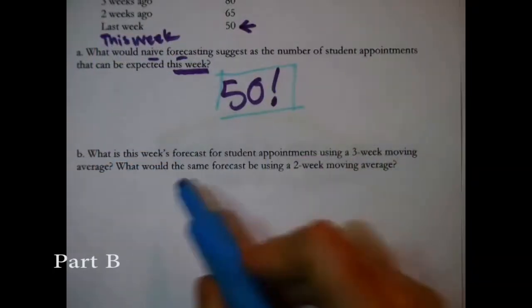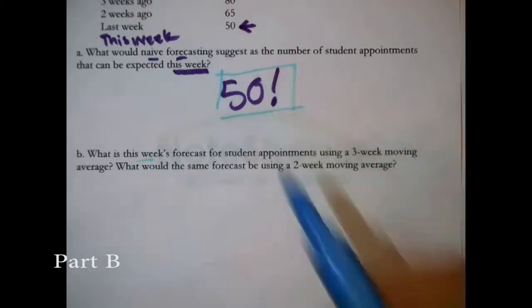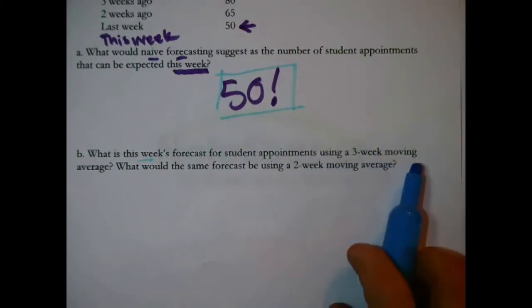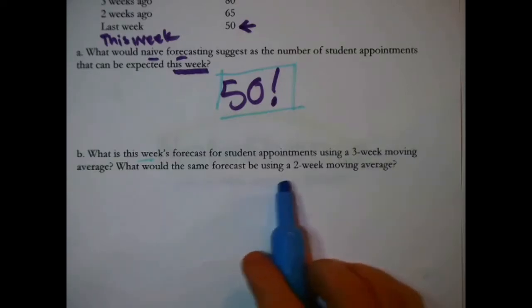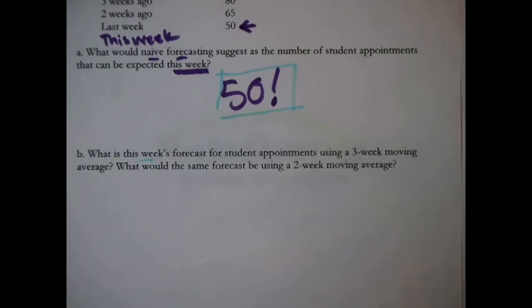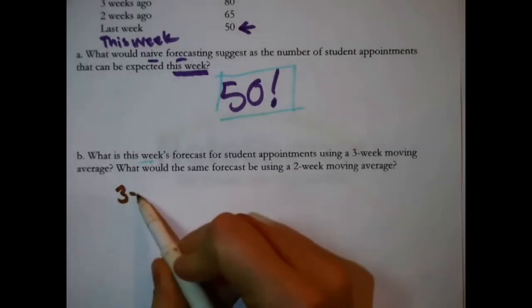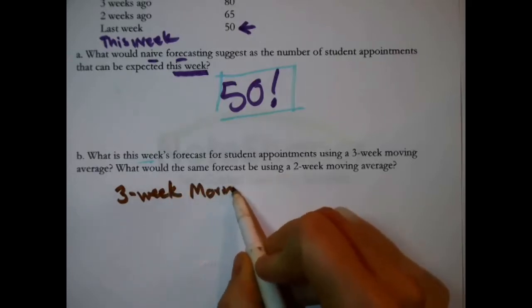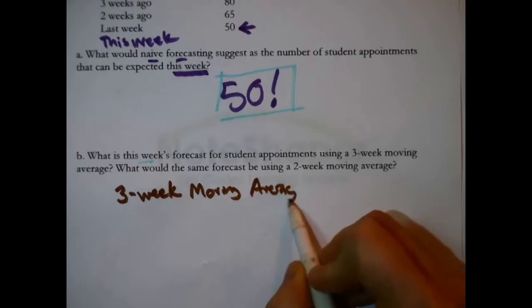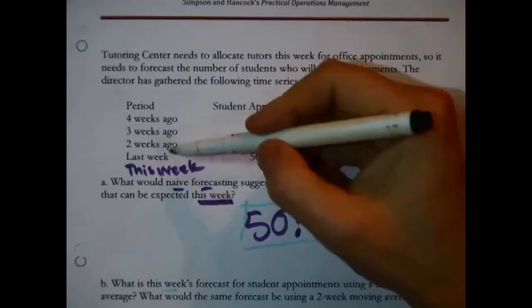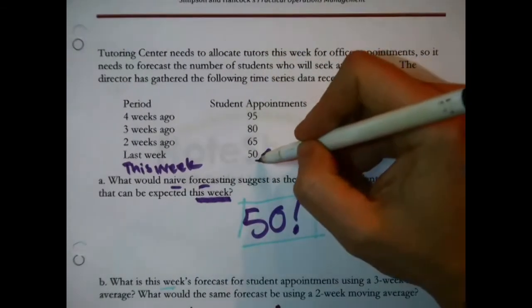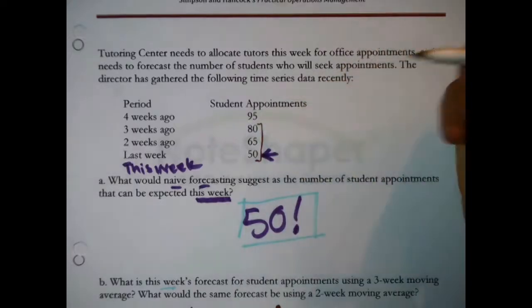What is this week's forecast? We would still be down here for student appointments using a 3-week moving average. And then what's the same forecast using a 2-week moving average? We can do that. First, let's work on the 3-week moving average. To calculate that, you say, this is this week. This is when I would like a forecast. A 3-week moving average, I just drop back and grab the past 3 weeks of data.